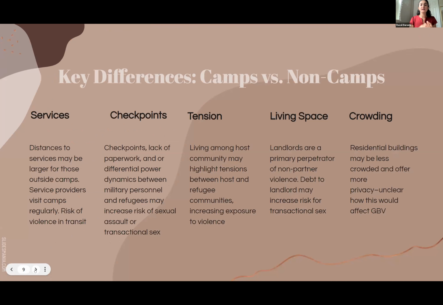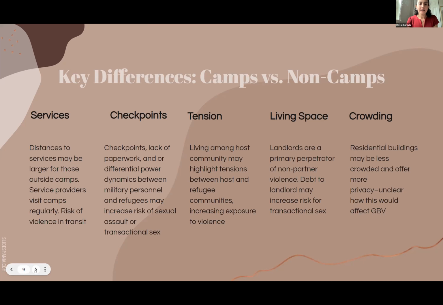So some of the key differences between living in camps and non-camps that may change the risk of gender-based violence are access to services. So distance to services may be larger for those outside of camps, like I mentioned before. There are checkpoints placed pretty consistently throughout certain parts of Lebanon where refugees are most concentrated. And those were placed before the refugees came, but really pose a hurdle to refugees, especially those who are not documented or don't have any legal paperwork with UNHCR.